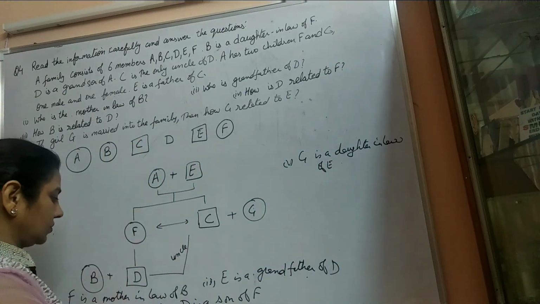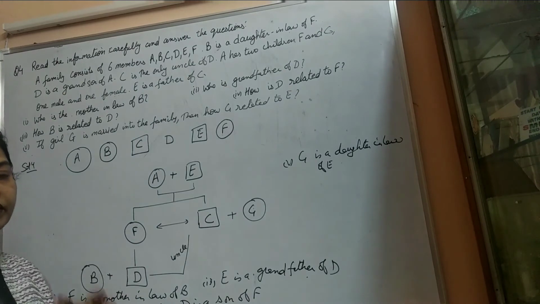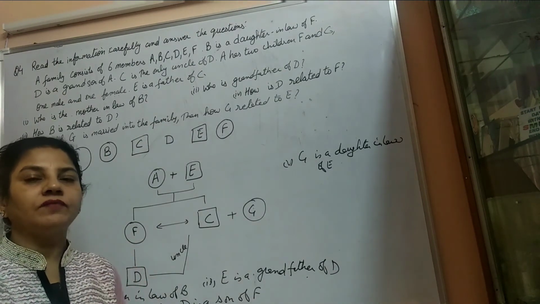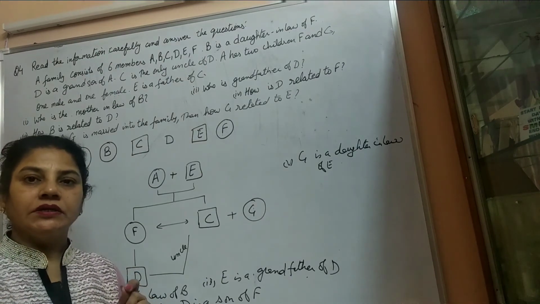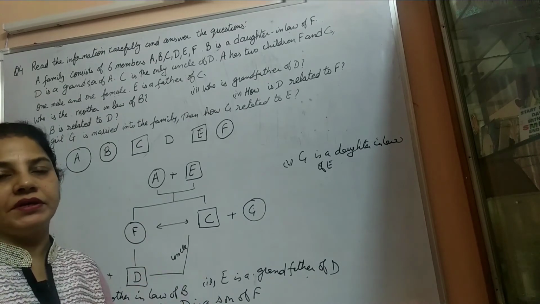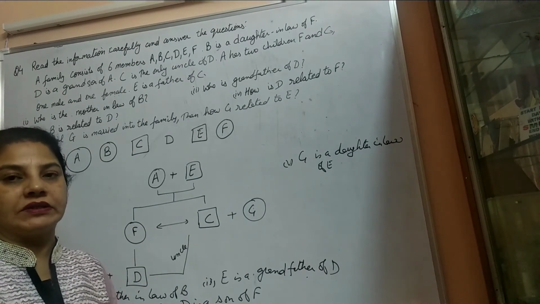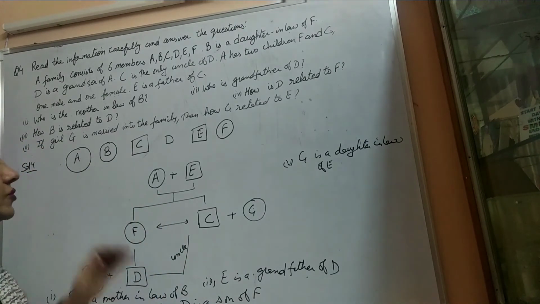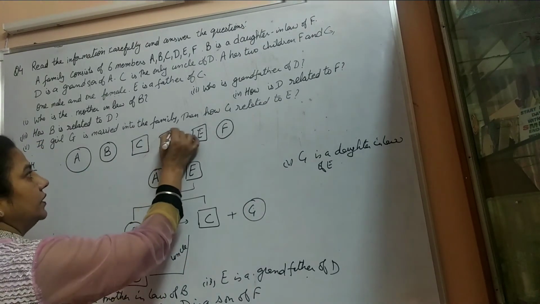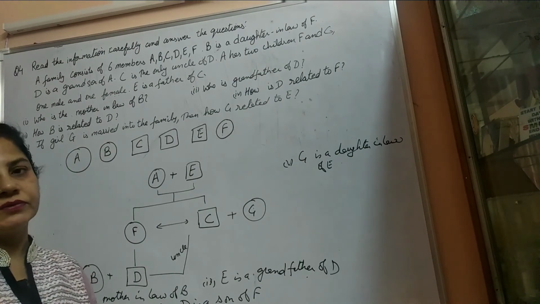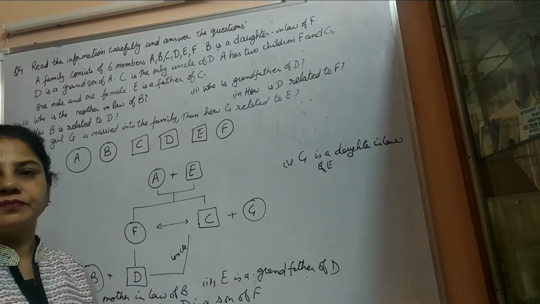This is how all the questions have been solved. The tip is that you have to draw a family diagram, a family tree. Then you can easily solve each and every question of blood relation. Only thing is you have to identify the gender. Now we have already found out the gender of D, that he is a male, as B is the daughter-in-law of F. So we get the gender of D also.